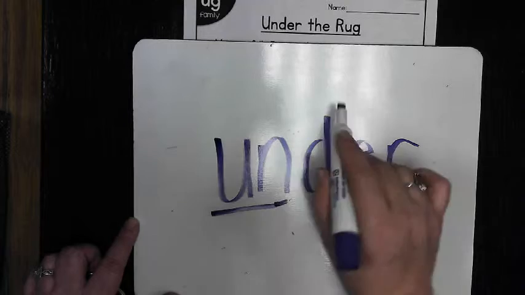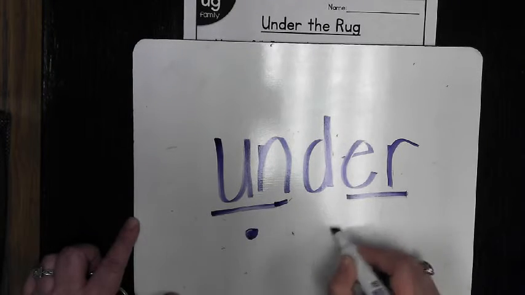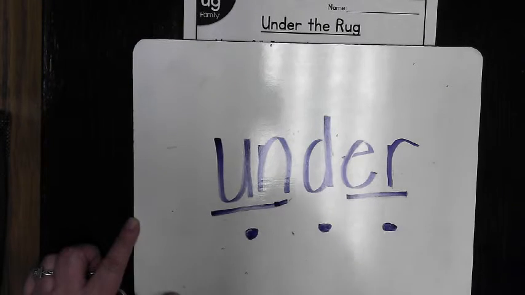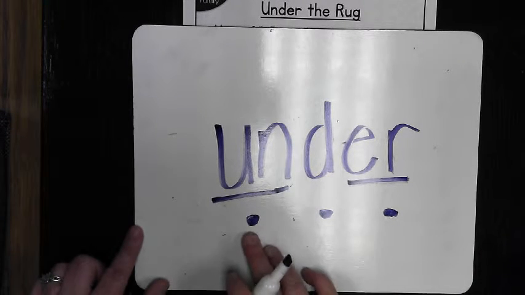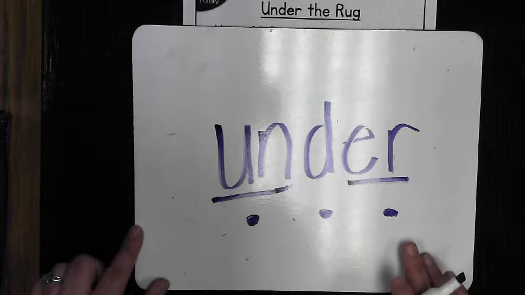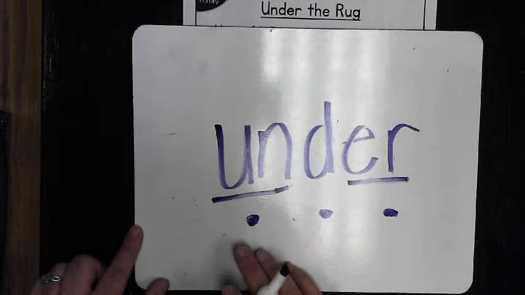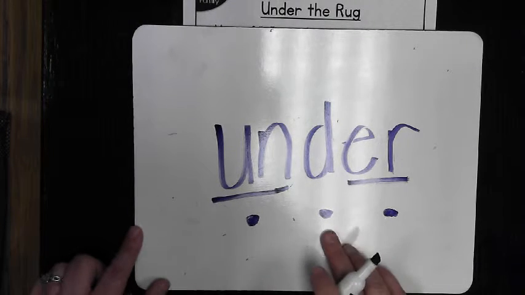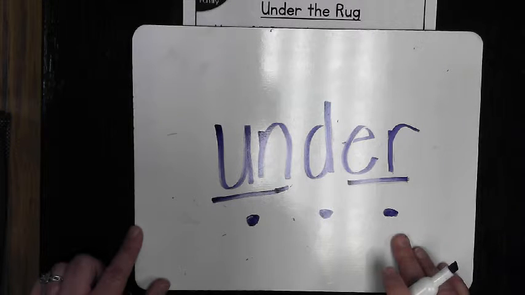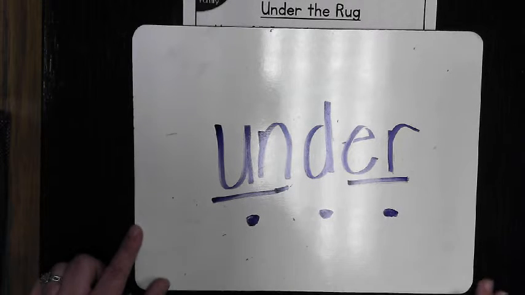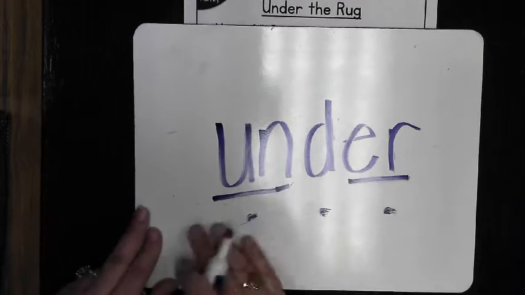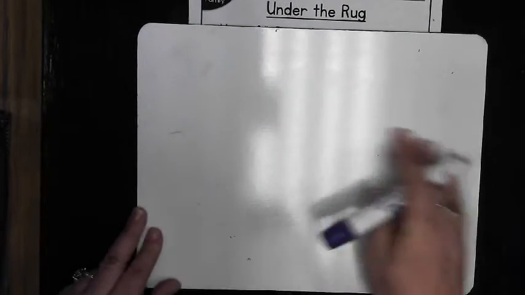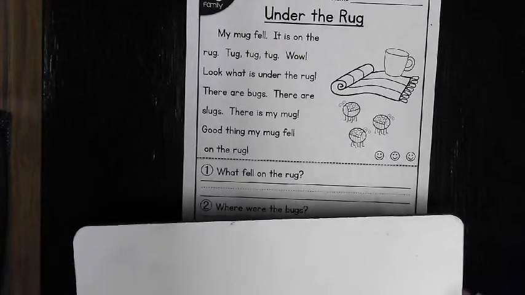So let's sound out each part and figure out the word. I've got three total sounds. So let's take a look here. Let's do it together. So all together they make the word under. Under. All right. Let's look at another one that I noticed.